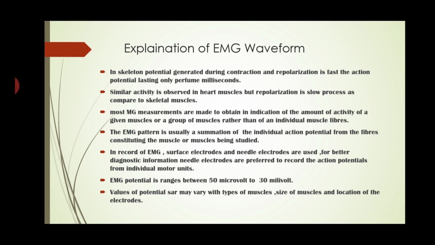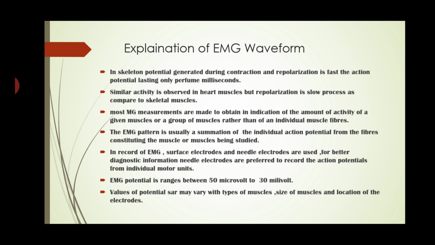In skeletal muscle, the potential is generated during a contraction and repolarization is fast, the action potential lasting only a few milliseconds. Similar activity is observed in heart muscle, but repolarization is a slow process as compared to skeletal muscles. Most EMG measurements are made to obtain an indication of the amount of activity of a given muscle or group of muscles rather than of individual muscle fibers.